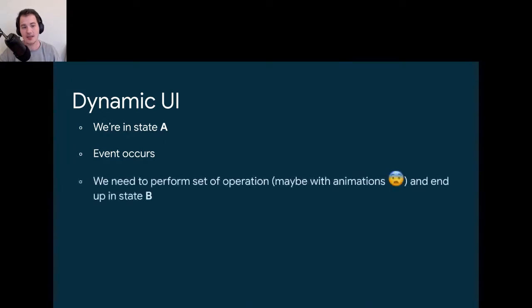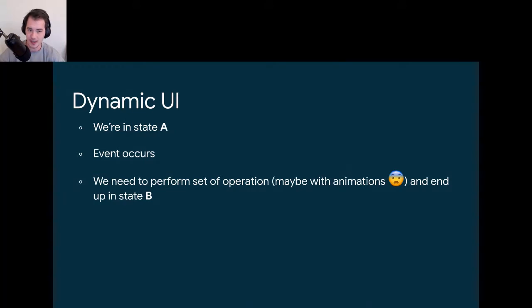So dynamic UI, let's just specify what it is. Dynamic UI is a situation where you are in a state A, meaning you have some state on a screen. Then some event occurs, maybe from the business logic, maybe a push notification, maybe something else, maybe a user presses something. And then you need to perform a set of operations, maybe even with animations, and then end up in state B. That's what I mean by dynamic UI. So you don't reload anything. You just translate one state into another, maybe show some other button, or launch some animation.